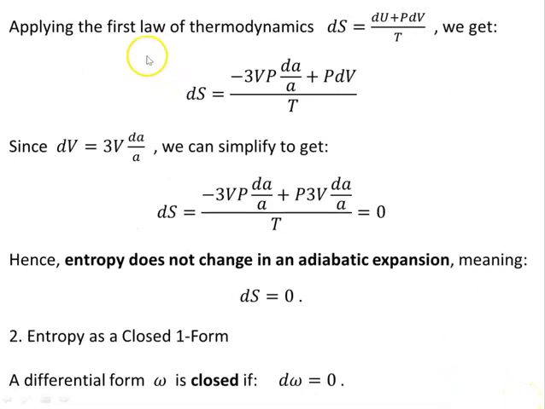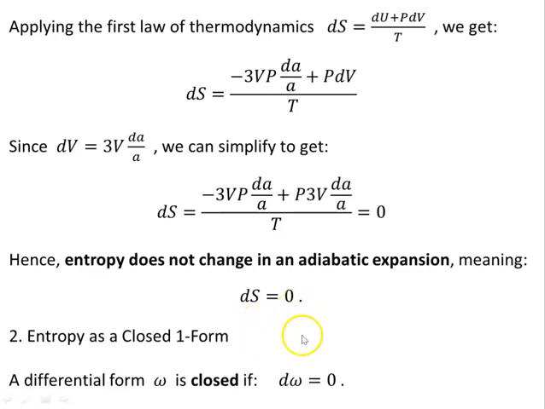All right, now applying the first law of thermodynamics, dS is dU plus p dV on T, we get dS is minus 3Vp dA on A plus p dV on T. And since dV is this object here, 3V dA on A, we can simplify to get dS is this. We're replacing that with this times the p here, so we get this object here. Now, you can see on the numerator the terms cancel each other out, and we're left with dS is 0. So hence, entropy does not change in an adiabatic expansion, meaning dS is 0.